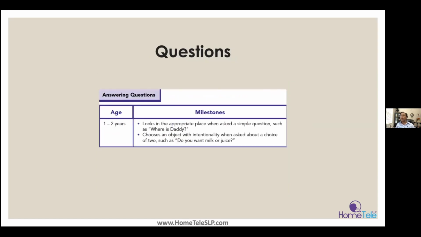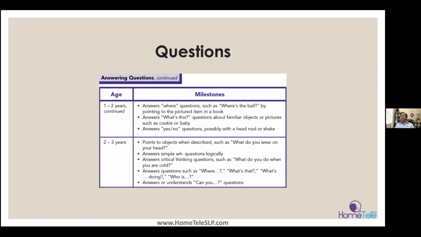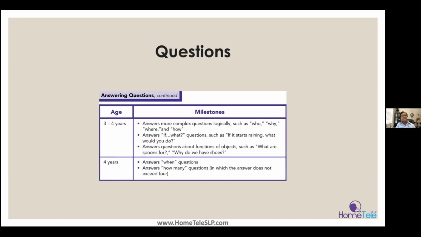Let's talk a little bit about questions. So answering questions, and this is an earlier age range, so we'll focus here, 3 to 4 and 4 to 5. Answering questions like who, why, where, and how, those are more complex. But the basic questions that they should be able to answer prior to that are questions like who, what, where, and what doing questions. Like, what's the baby doing? Oh, baby's sleeping. So as a child is growing older and their language is expanding, the hierarchy of questions that they're able to answer should also be growing and expanding.